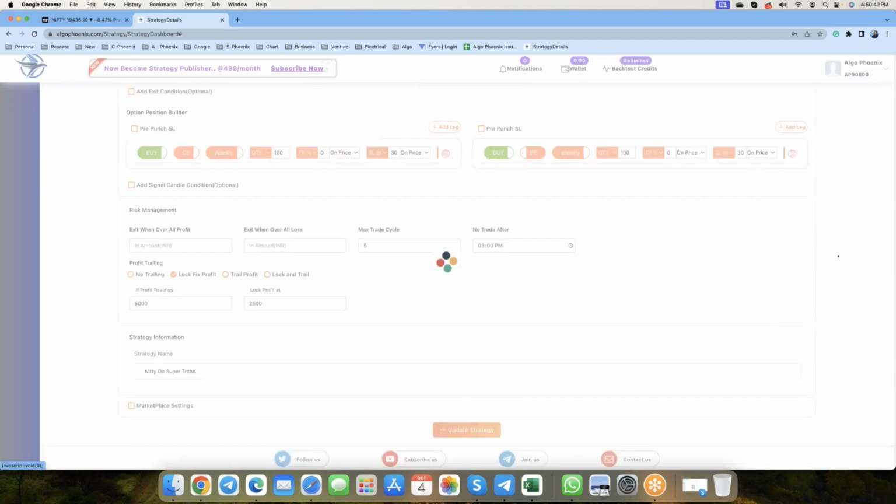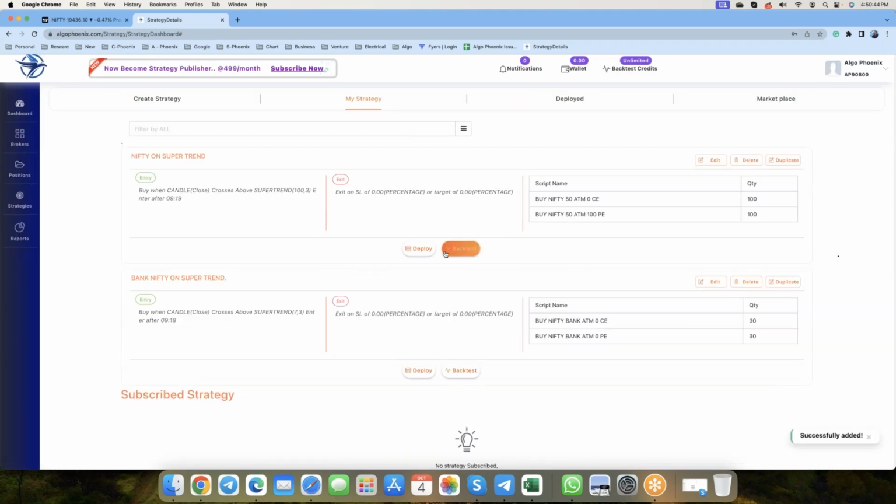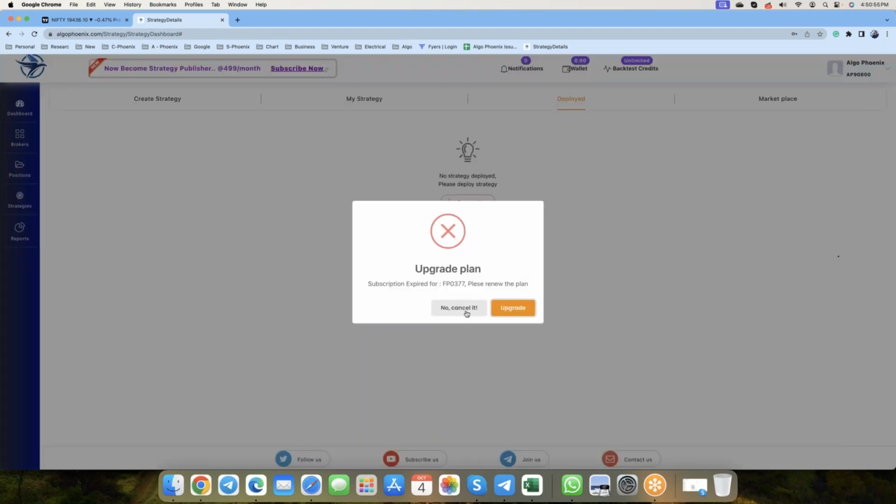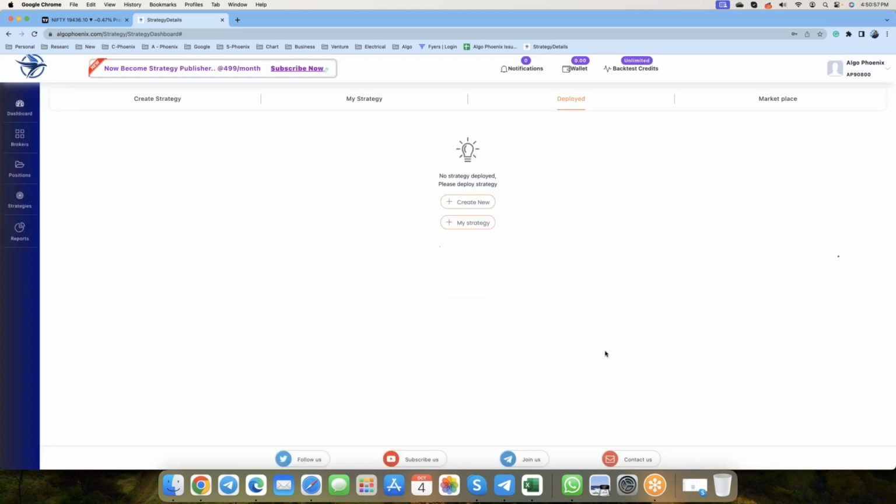Now what I'm going to do is deploy the strategy on the live market in paper trade. I can deploy in paper trade and see how the strategy is performing. I have to upgrade my plan. How the strategy is performing, I can check it.